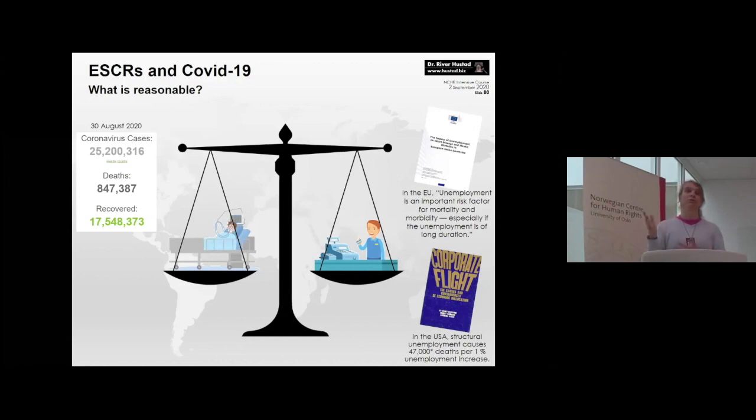So if we see those numbers on the one hand, and the number of deaths from the virus on the other, how is that to be balanced? What is reasonable? I don't have an answer for that today. We don't have time, and I could offer some opinions, but we don't have any case or legal sources to look to help us answer that, other than the general guidance that I've just presented to you.